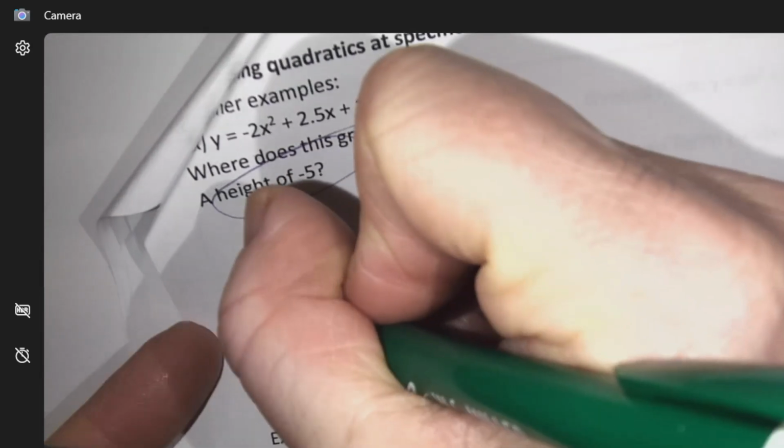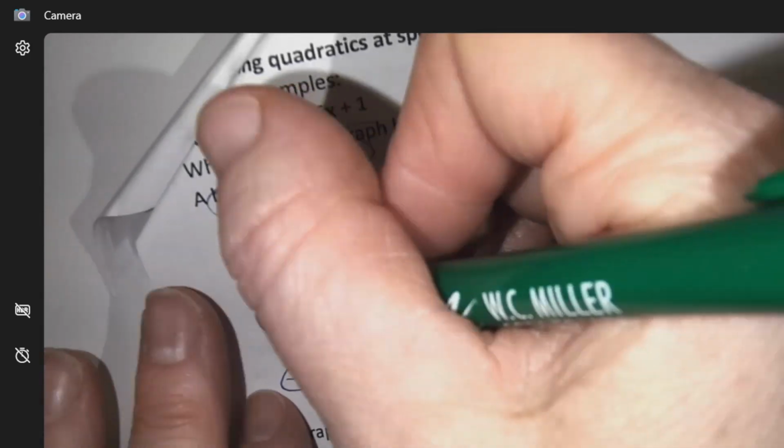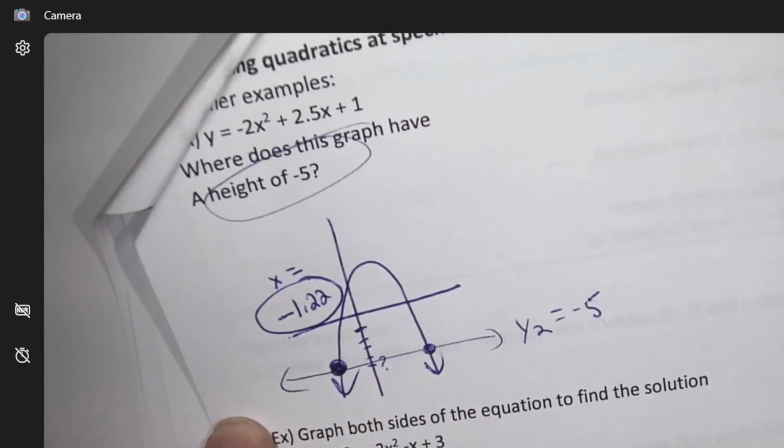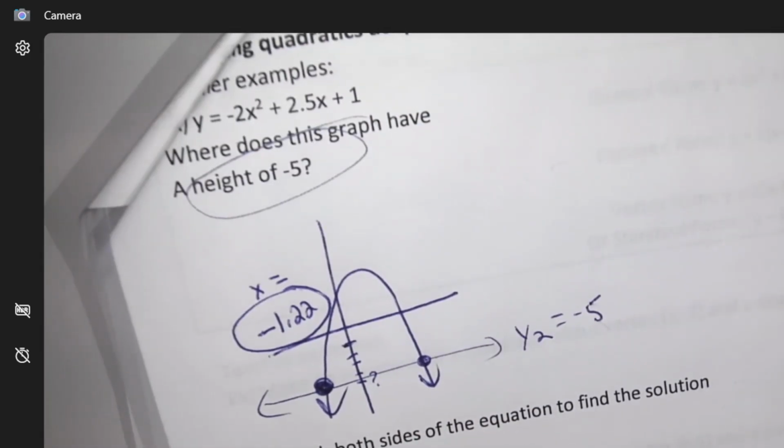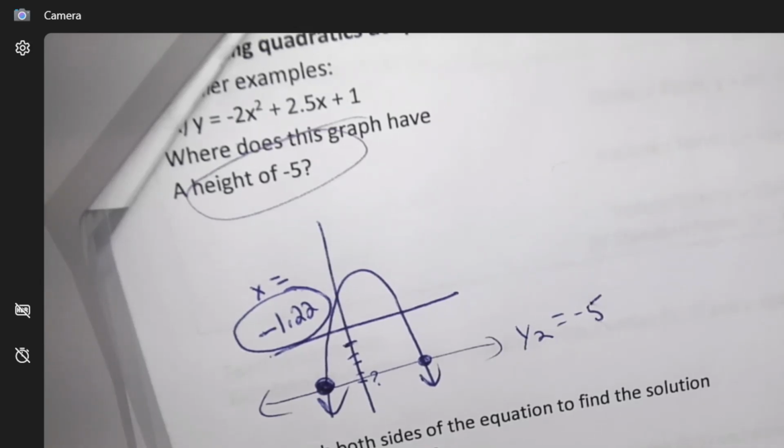So over here, I'm getting -1.22. That would be the x value, the x value where that height is. Did that match yours? Is that working?